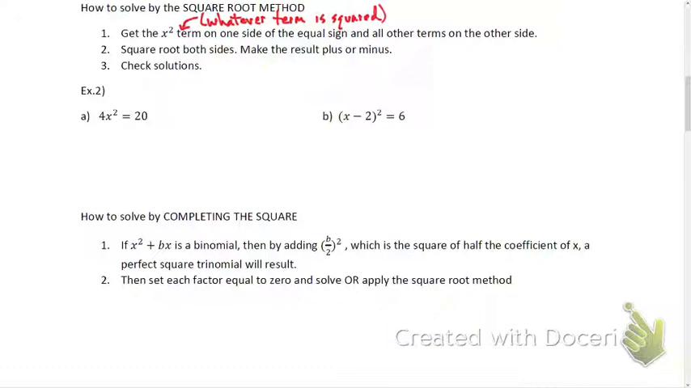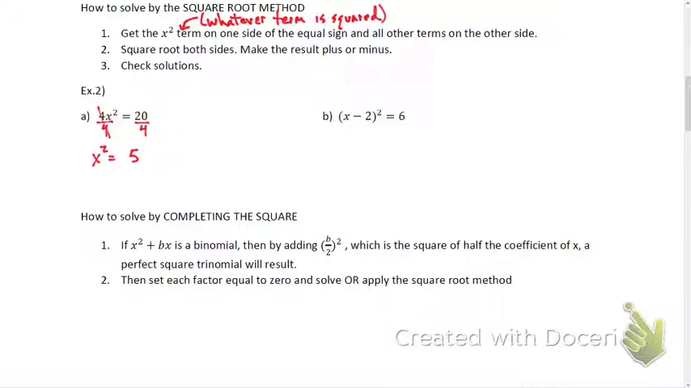So, for example, on example 2a, I need this x squared all by itself. All right, so I need to get rid of the 4. To do that, you guys are pretty familiar with this. Divide both sides by 4. And we end up with x squared equals 5. Now, whenever we solve this, you could do the quadratic formula. I guess you could do a form of factoring, but that wouldn't be fun. We are only going over square root method on this problem.